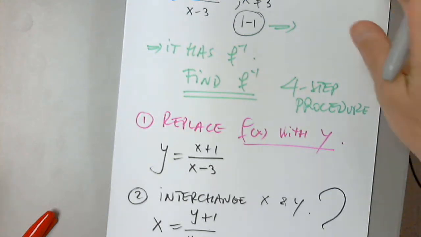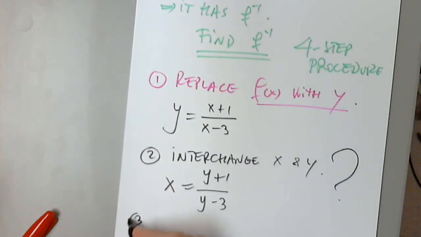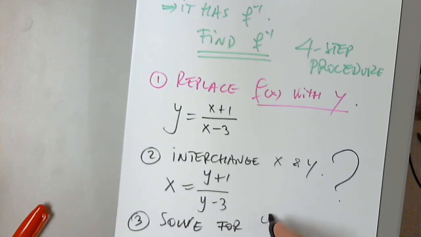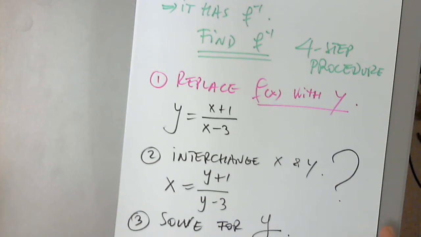Very good. In the next step, step 3, I will solve for, what do you think? For y. I want to solve for y because I'm looking for f inverse, and now the f inverse becomes y. Very good. So, okay. What type of equation is it? How do I solve it?